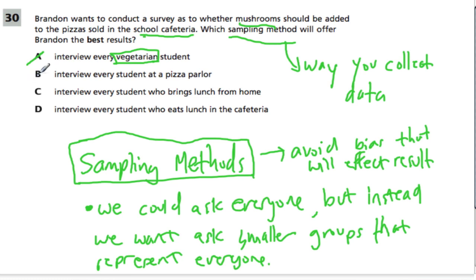Interview every student at a pizza parlor. This is also out because clearly people that are at a pizza parlor already have a strong food bias towards pizza. Interview every student who brings lunch from home. Well, again, people who bring lunch from home have a bias towards buying food. It's about buying food in the school cafeteria. So the only choice left is D, which is correct. If you can interview every student who eats lunch in the cafeteria, then you're going to get the best result of what the people in the cafeteria want. So that's the idea of a sampling method.